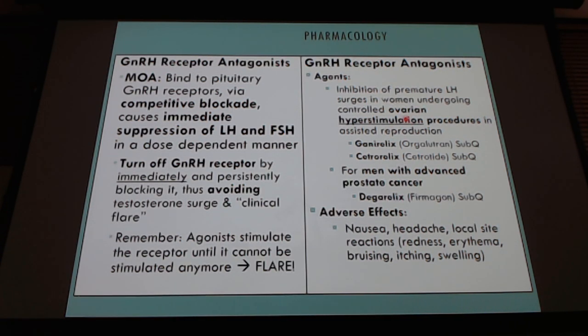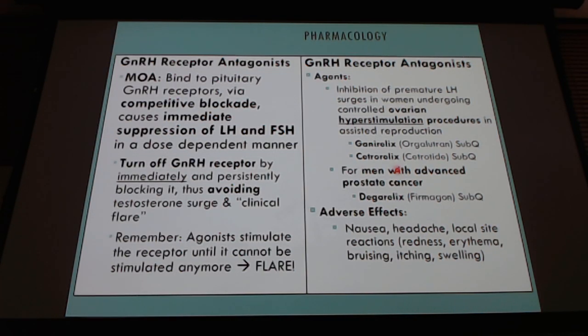So when you're looking at this, you see that I can use this for my women undergoing my ovarian hyperstimulation procedure. So this is like my ART that we were just talking about, right? So my assisted reproductive technology. I'm using my medications to help with that. I have my Ganirelix and my Cetrorelix. These are both sub-Q medications that can be used. Women are using these medications. For my men who have my prostate cancer, I have my Degarelix. You see that these are sub-Q options, so these are injections that that patient would be given. They can do that themselves at home. They don't have to come into you for this. So these are things that can be prescribed to your patient.